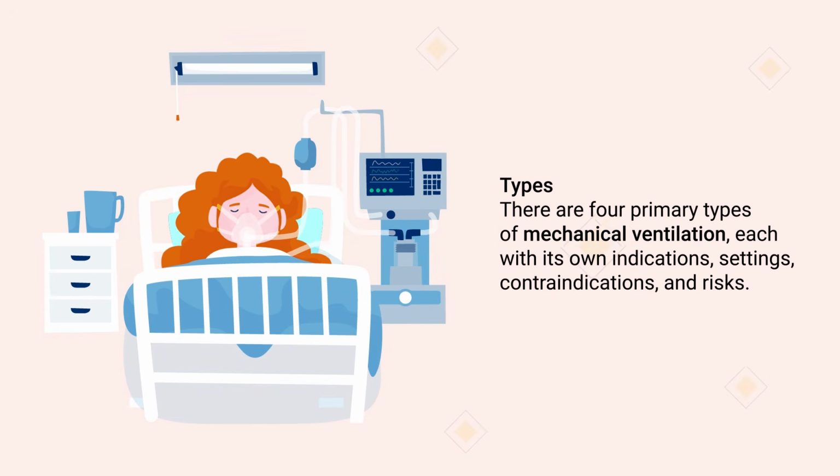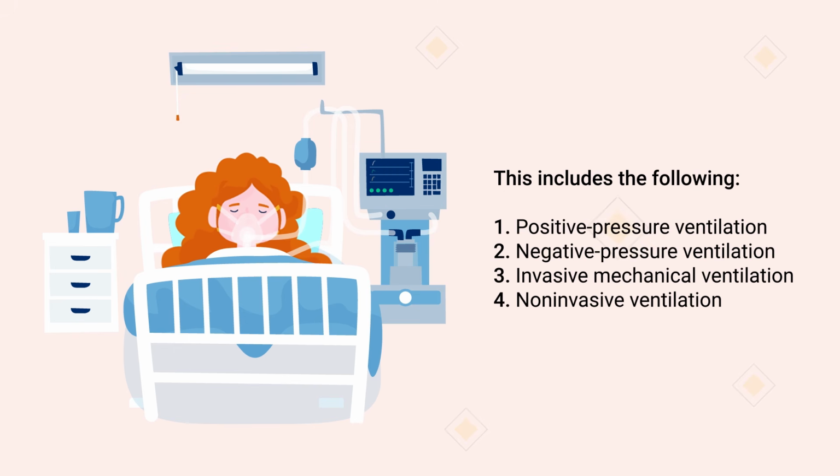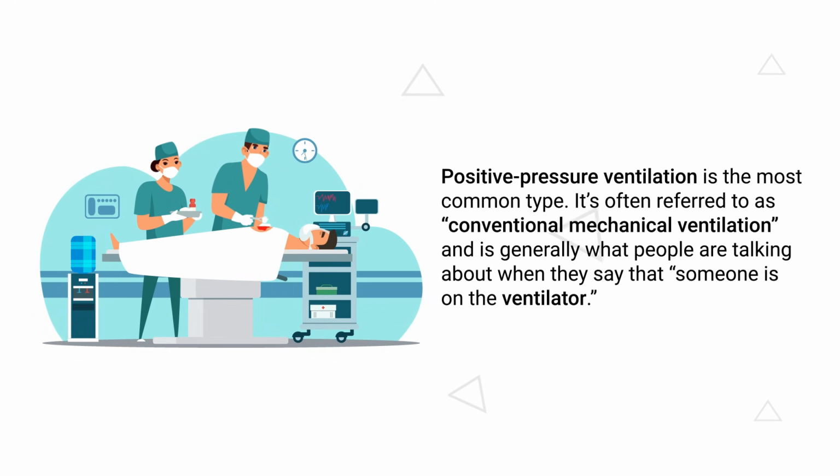Next, we need to talk about the types. There are 4 primary types of mechanical ventilation, each with its own indications, settings, contraindications, and risks. This includes the following: positive pressure, negative pressure, invasive, and non-invasive. Positive pressure ventilation is the most common type. It's often referred to as conventional mechanical ventilation, and is generally what people are talking about when they say that someone is on the ventilator.